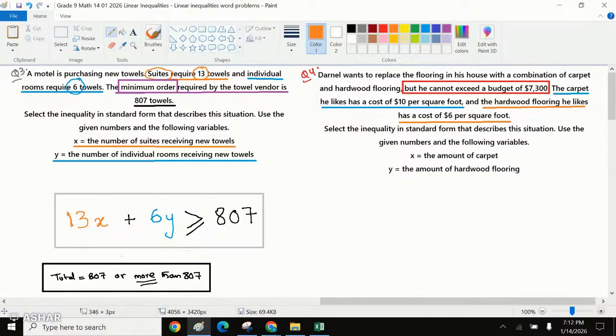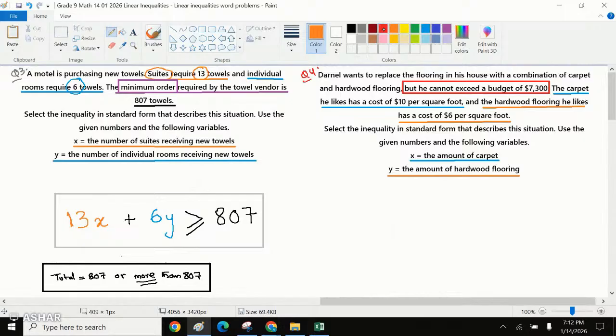We need to find an inequality such that X is the size of the carpet and Y is the size or the amount of hardwood flooring that he would buy, right?